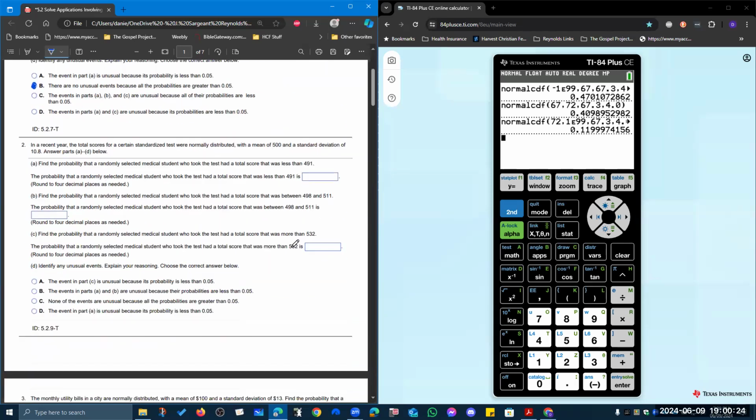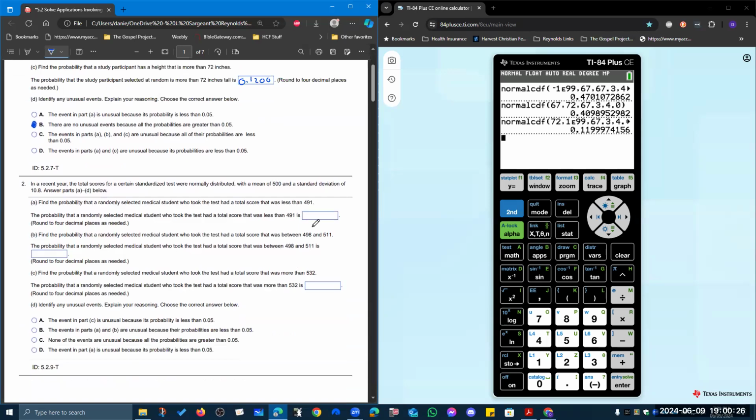All right. In a recent year, total scores for a certain standardized test were normally distributed with a mean of 500 and a standard deviation of 10.8. So mean of 500, standard deviation of 10.8. And now we want to answer parts A through D below.